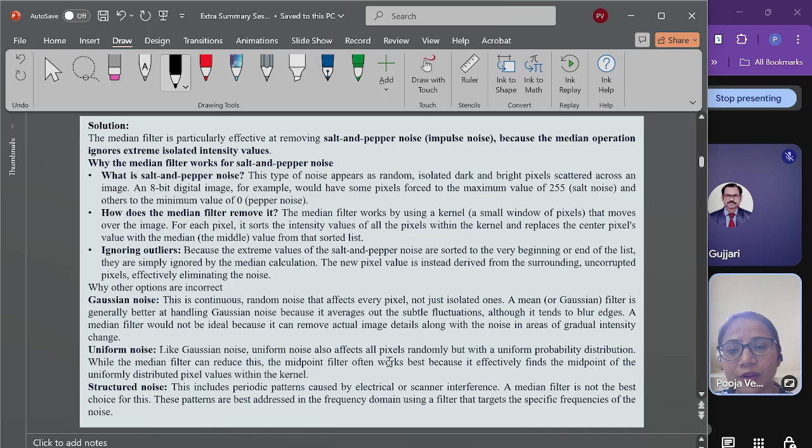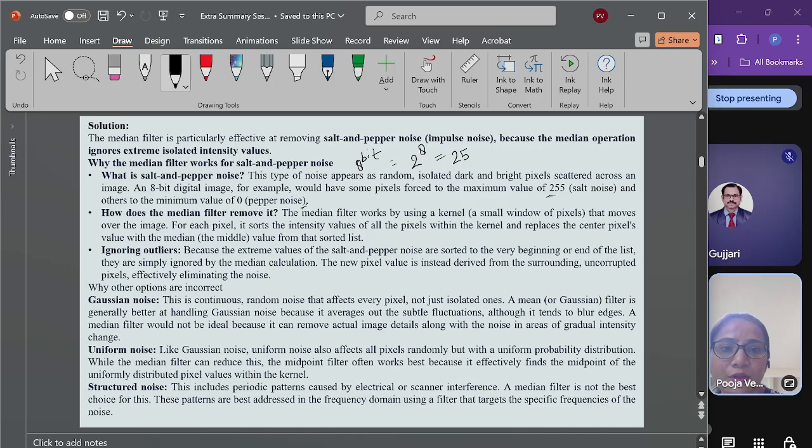Okay, so if there is an 8-bit digital image, some pixels are set to the maximum value, which is 255, and that is salt noise. The others are set to the minimum value, that is 0, and at 0 there is pepper noise. At the maximum intensity value there is salt noise. So for 8-bit, we know that 2 to the power 8 different intensity values are there.